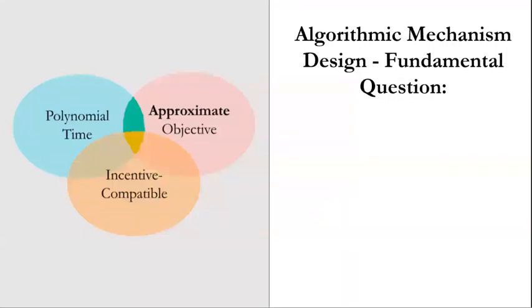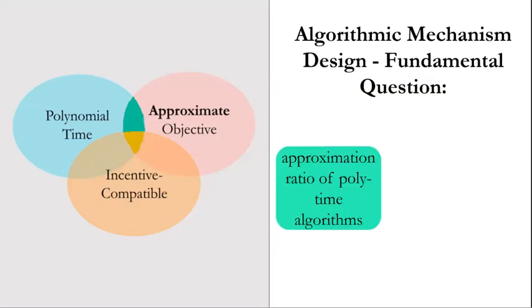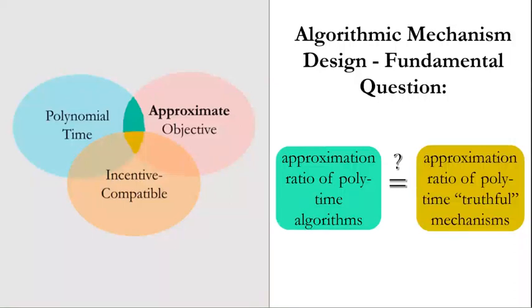So the basic question in algorithmic mechanism design is whether polynomial time algorithms are as good as polynomial time truthful mechanisms. And this question repeats itself for various objective functions and settings. And actually, for several problems, we know that the answer to it is yes. So let's go over some of these problems.